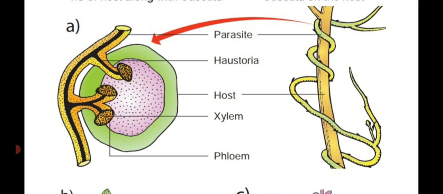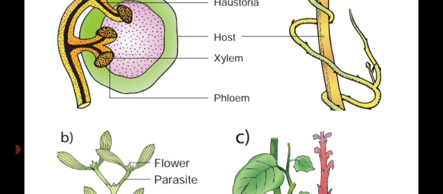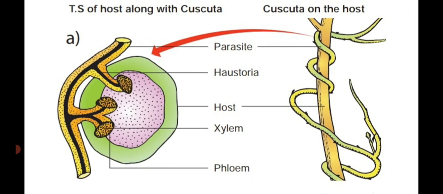Inside the host plant, they contain xylem and phloem. The haustorial root penetrates the host plant to absorb water and mineral salts from the xylem components, and absorbs the food material from the phloem components. So this is the best example of a total parasite.